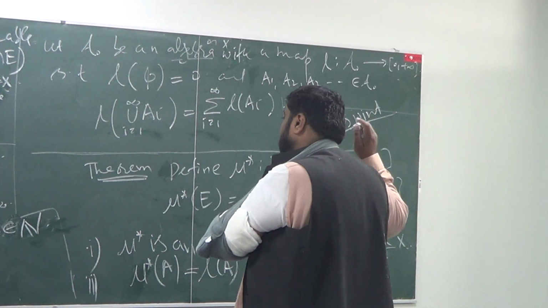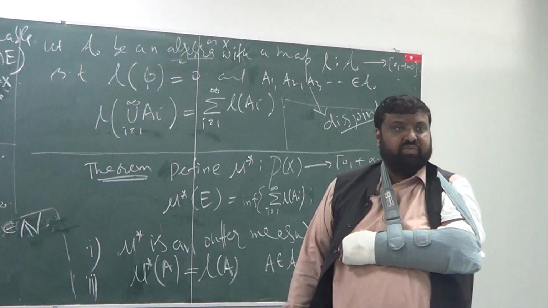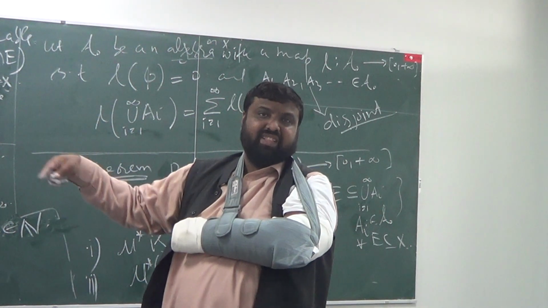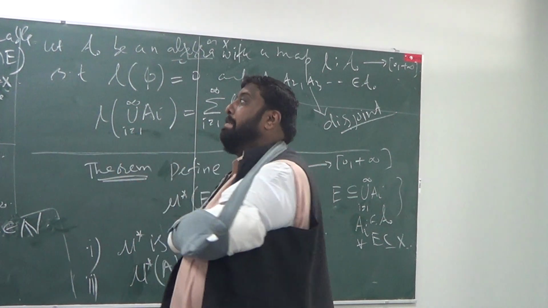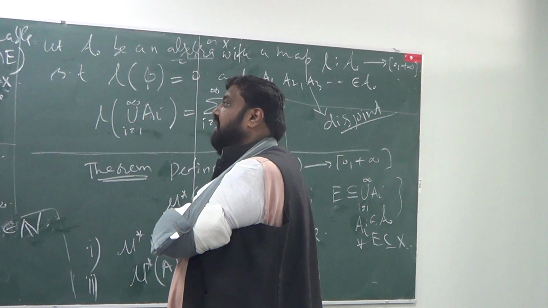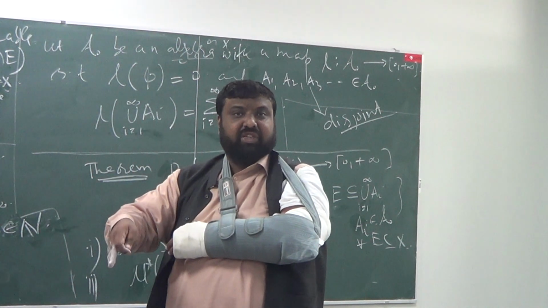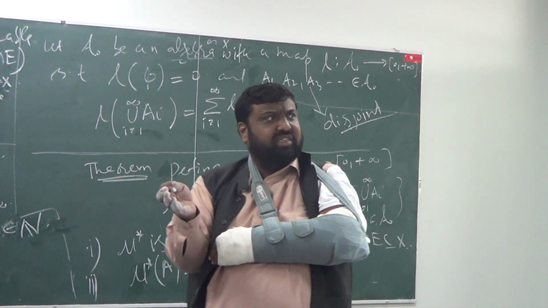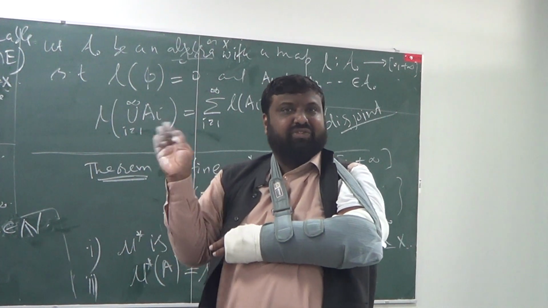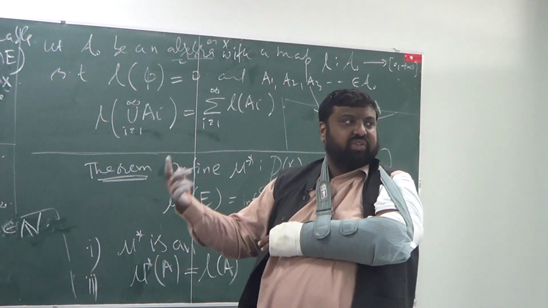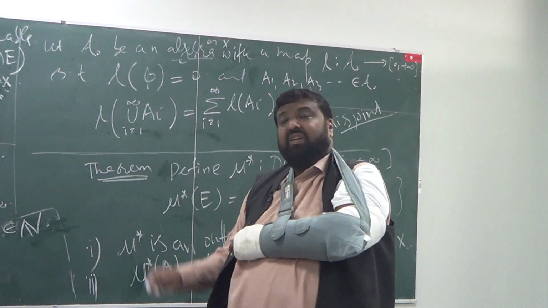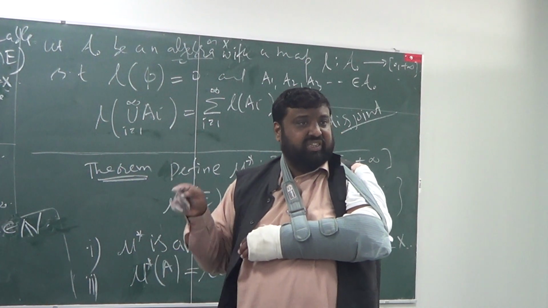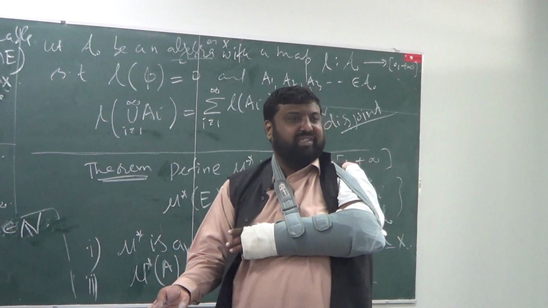Then what you need to do is restrict this mu star, which you have defined through the notion of length of intervals, onto a suitable sigma-algebra, the sigma-algebra generated by open intervals. What is that sigma-algebra? It's the Borel sigma-algebra. If you restrict this outer measure to the Borel sigma-algebra, then that becomes a measure. And that restricted outer measure is called Lebesgue measure.